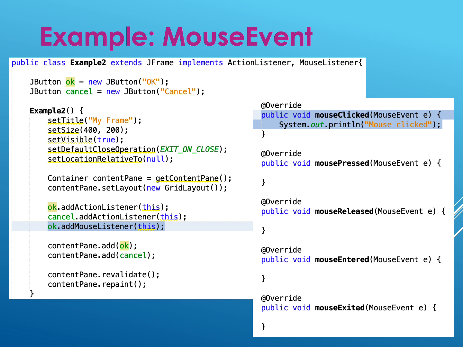As I only want the output to be shown if I click on the mouse, that's why in my mouse click method, I have System.out.println("mouse click"), while in the other methods, I leave it blank.